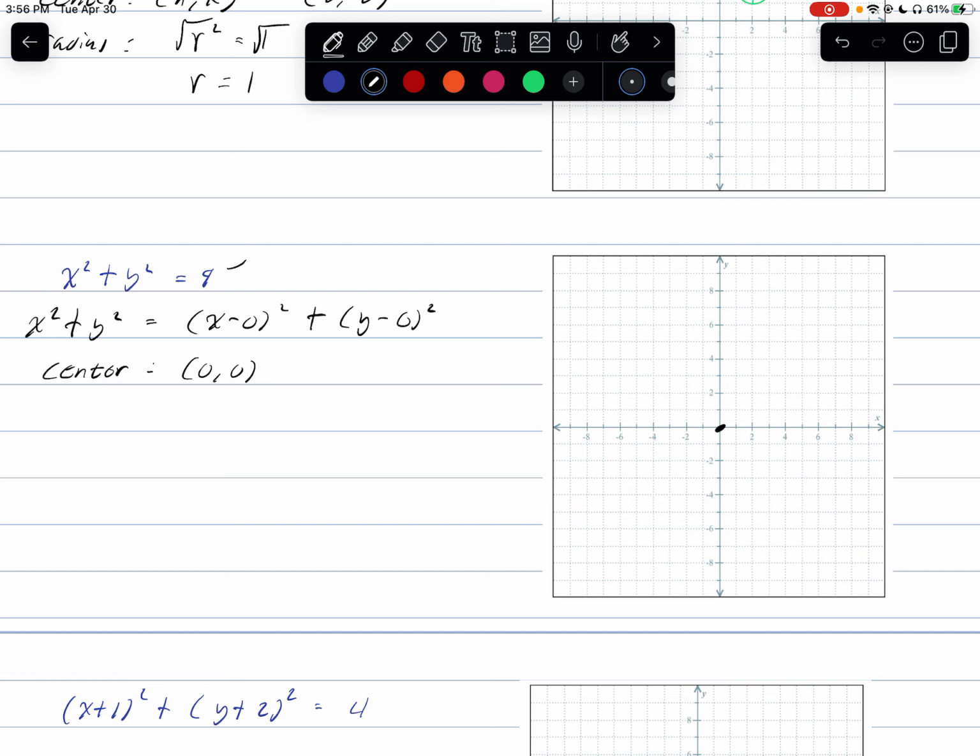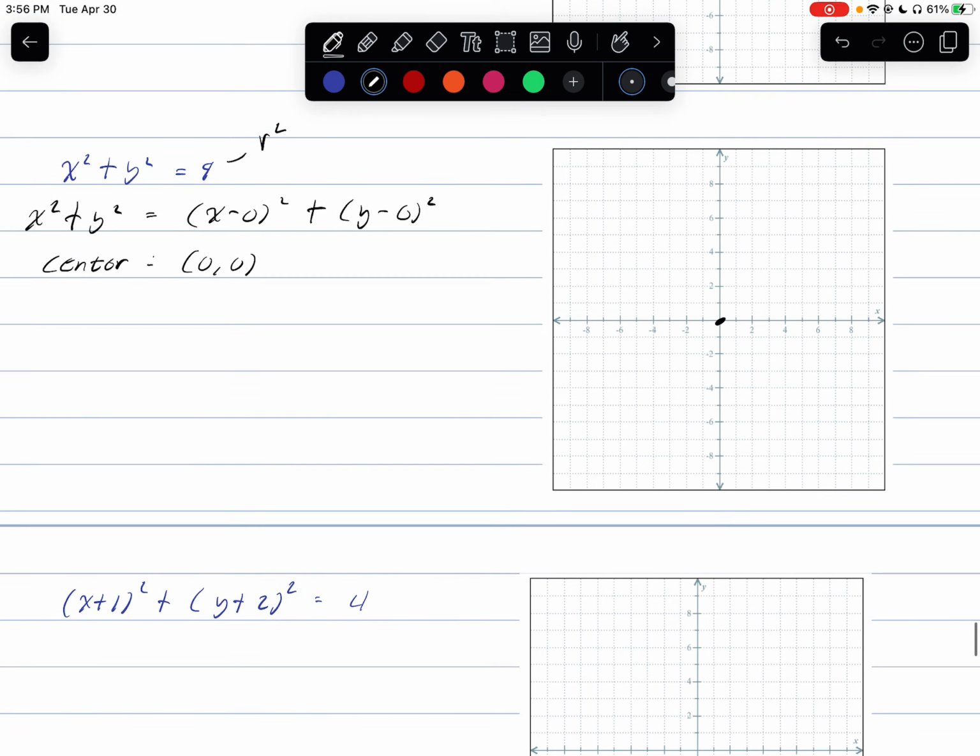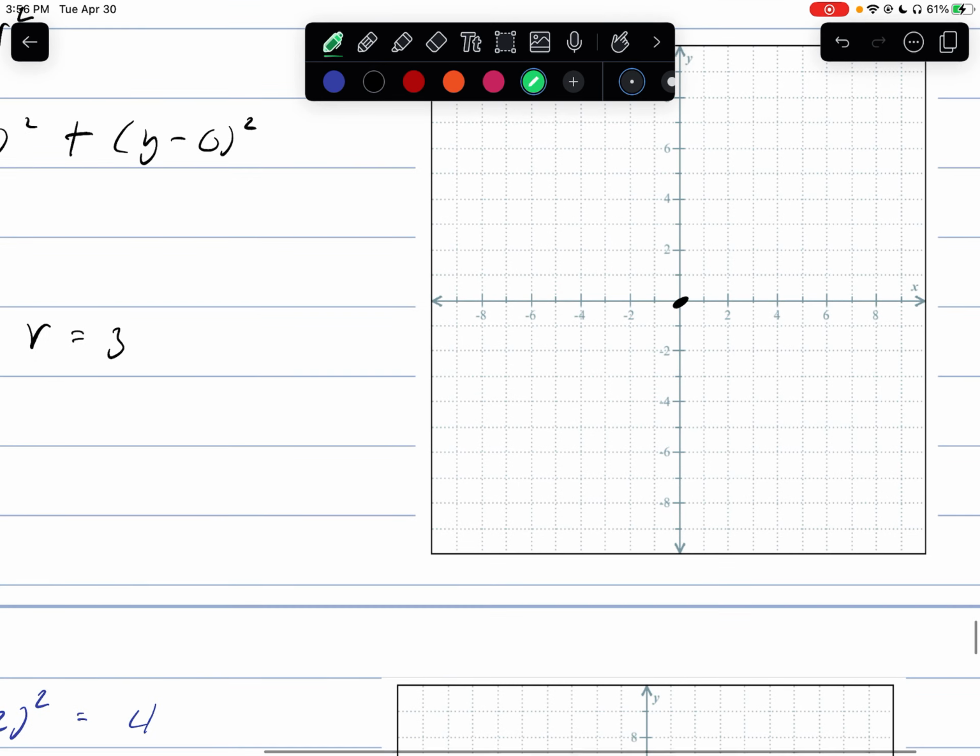Again, 9 is r squared. If we say r squared equals 9, then if we take the square root of both sides, that gives us that r is equal to the square root of 9, or 3. So our radius here is 3. We can just draw a straight line of 3 units, so we can go right, left, up, or down. Let's go to the right 3: 1, 2, 3. So that is our radius here. And now we get to draw a circle with radius 3.